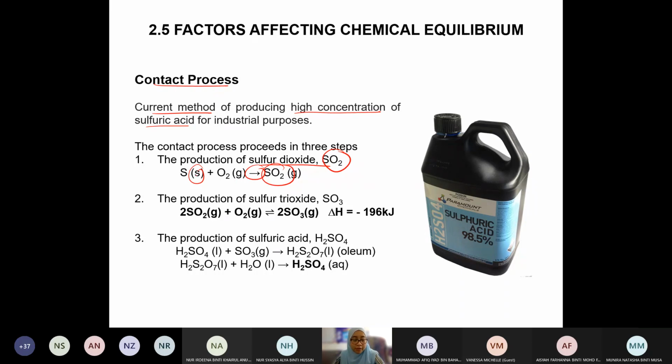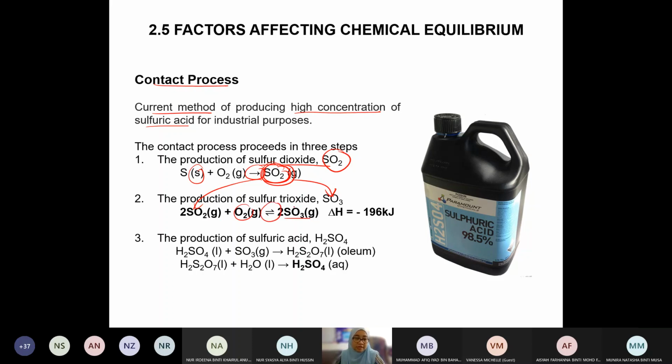Completely use up. I mean the reactor will be completely used up to produce SO2. Okay, the second step is the one that we can manipulate. From the SO2 just now, it can be used to produce sulfur trioxide, SO3. This one will be used in the second step to be reacted with oxygen gas, producing sulfur trioxide.